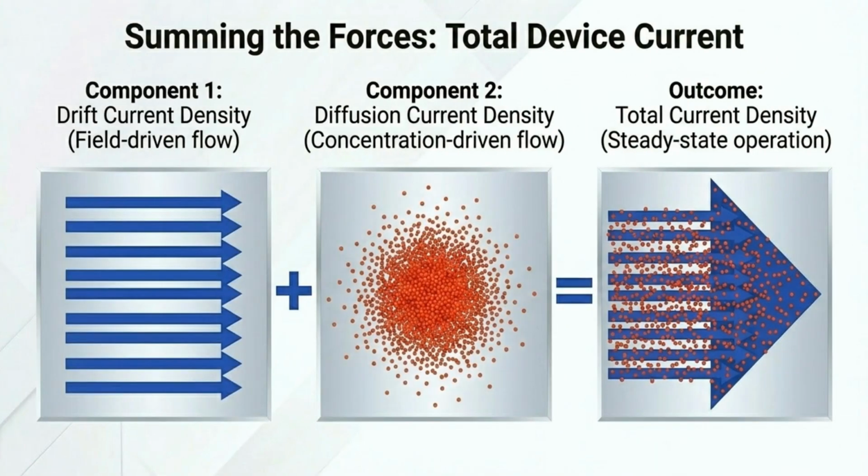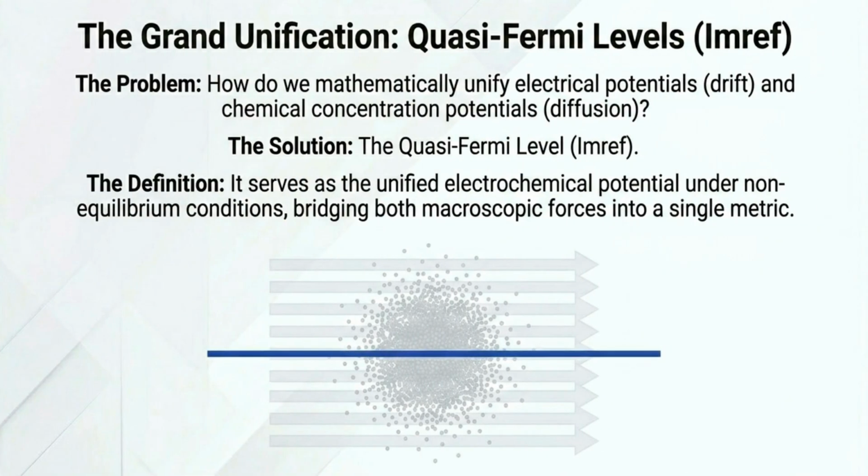Total device current density is the sum of two components: drift current density, which is field-driven flow, and diffusion current density, which is concentration-driven flow. The quasi-Fermi level, or MREF, mathematically unifies the electrical potential of drift and the chemical concentration potential of diffusion into a single, unified electrochemical metric under non-equilibrium conditions.